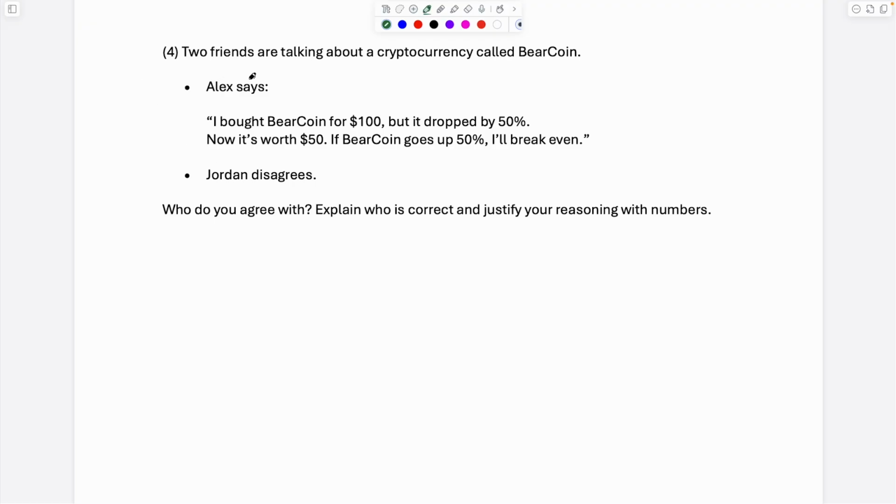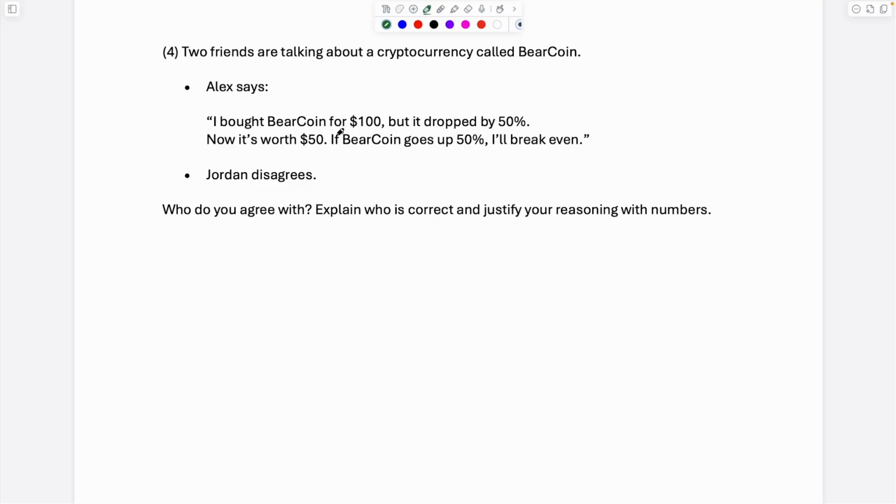Question 4, two friends are talking about a cryptocurrency called Bearcoin. Alex says, I bought Bearcoin for $100, but it dropped by 50%. Now it's worth $50. If Bearcoin goes up 50%, I'll break even. Jordan disagrees, and the question is, who do you agree with? And explain who is correct and justify your reasoning with numbers.